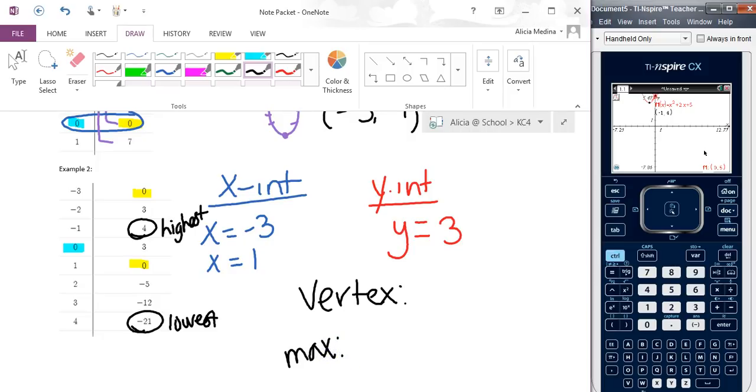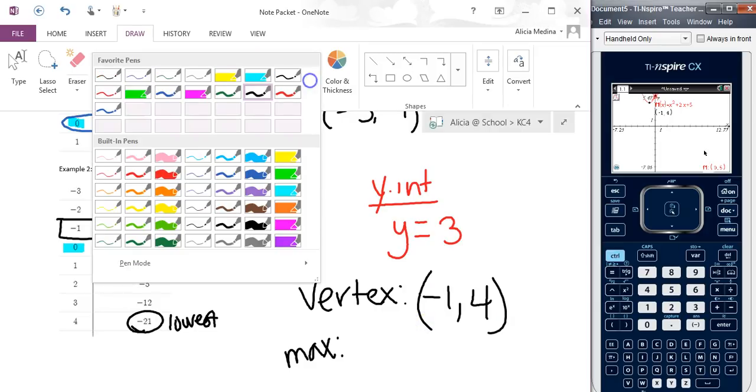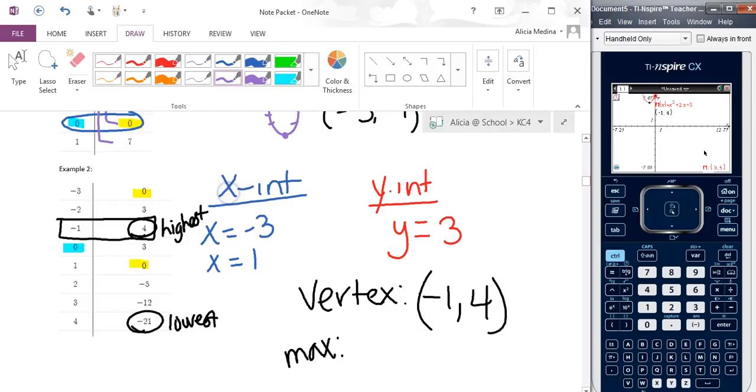And our vertex is going to be at this point right here, at -1, 4. Right? And again, if you were to look for that pattern, we start seeing, well, I see a 3 and a 3 here, and I see a 0 and a 0 here. Obviously, these tables keep going up forever and down forever, right? This is just a snapshot of a little bit of our table.